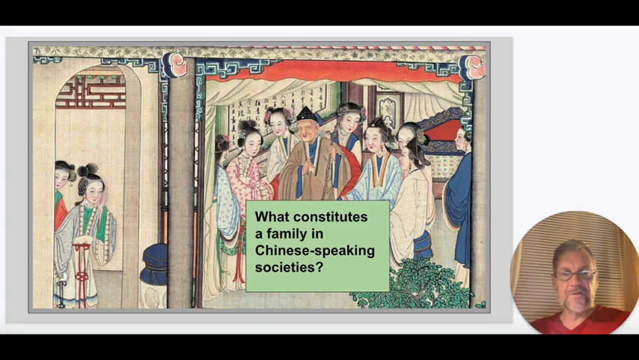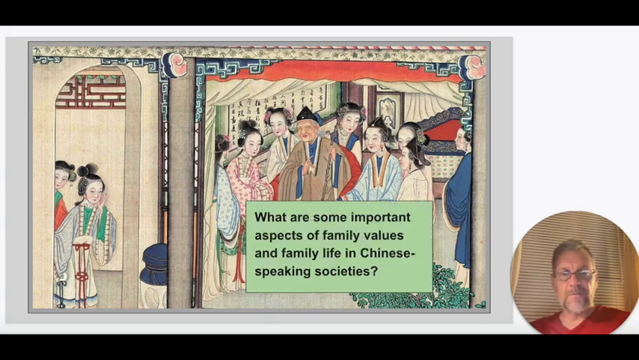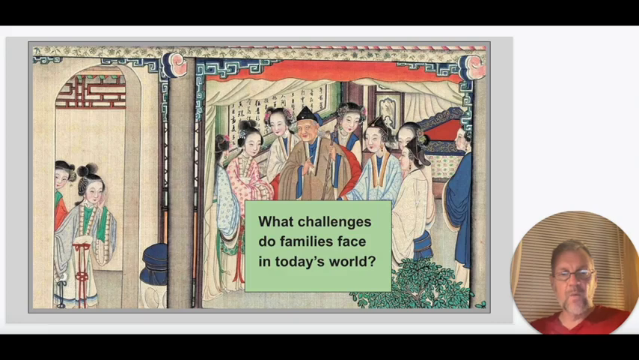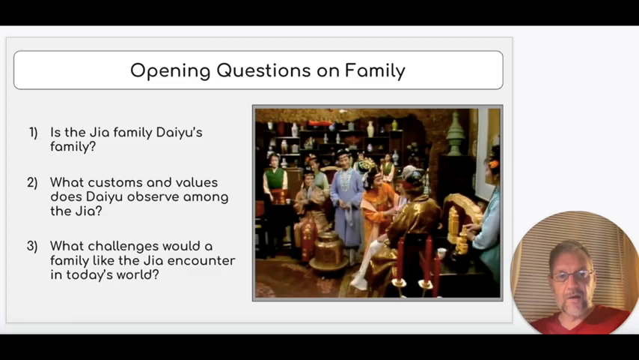What constitutes a family in Chinese-speaking societies? What are some important aspects of family values and family life in Chinese-speaking societies? And finally, what challenges do families face in today's world? So, given those 3 questions from the AP, generally about family, I offer you the 3 following questions to consider as opening questions. The first being, is the Jia family Dai-yu's family?